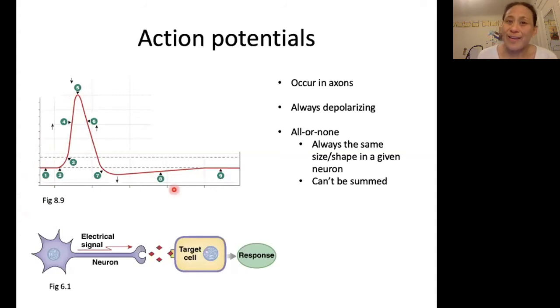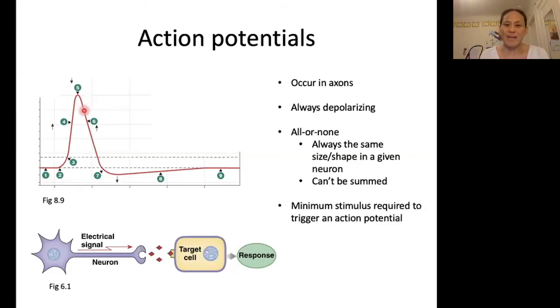Action potentials cannot be summed. That kind of follows from this all or none principle, right? You either get the whole thing or you get nothing. If you add two of them together, you still get the same thing, okay?